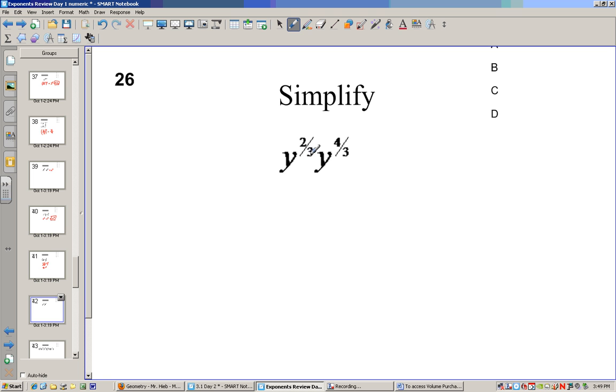Now this gets confusing for people because they see fractions and they get scared, but this is actually pretty easy. You just combine those two by addition. So 4 plus 2 is 6, and the denominator stays the same. So 6/3 is 2.